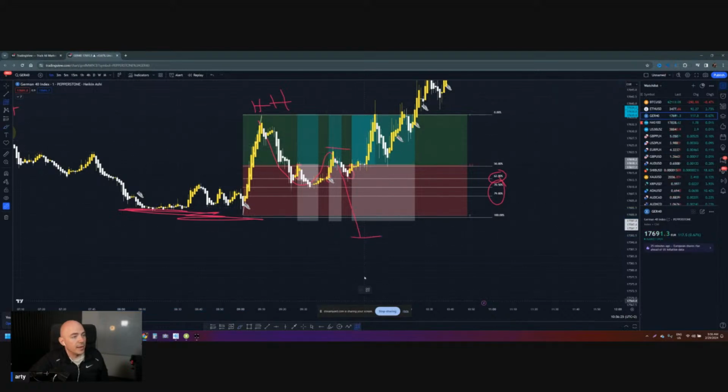So this would be the move that broke previous structure. And so I would do my GAN box. Sorry, upside down. I would do my GAN box like that because we had broken previous structure, and I'd be waiting to get in a sell position in the premium area going down.